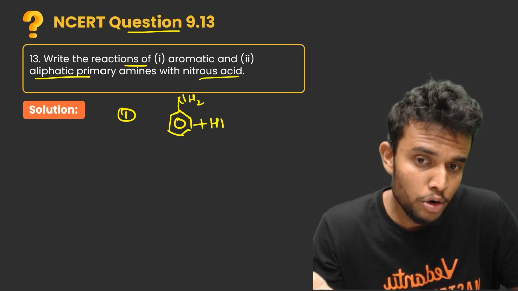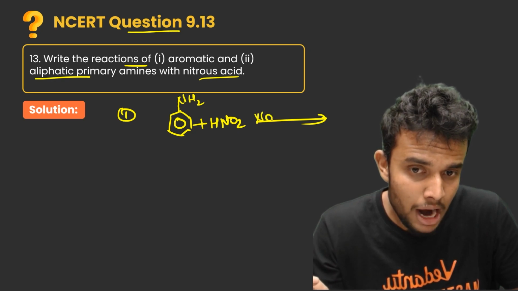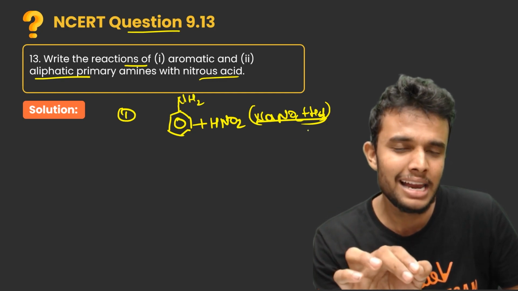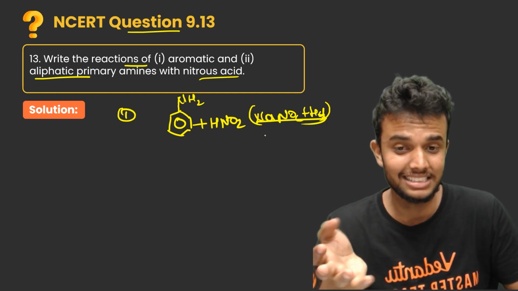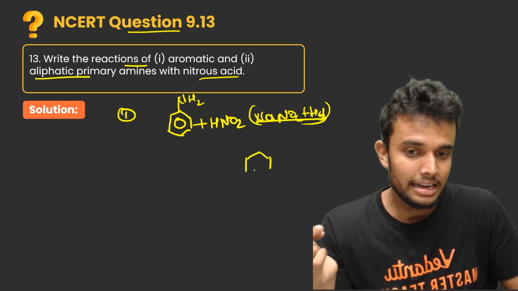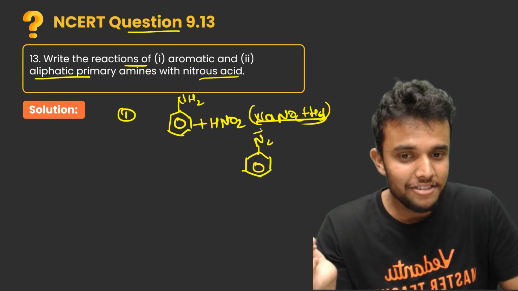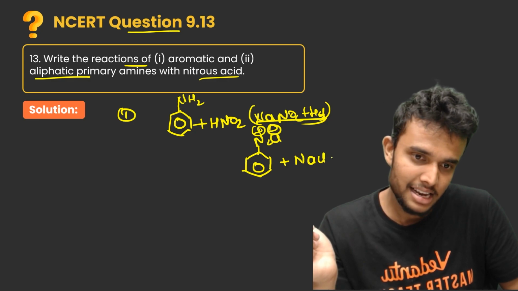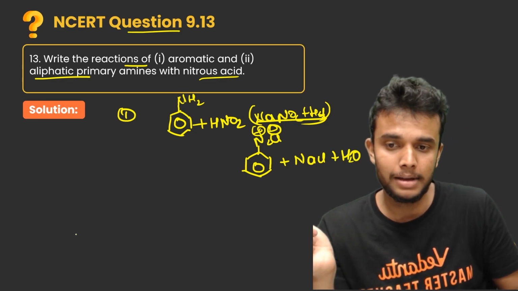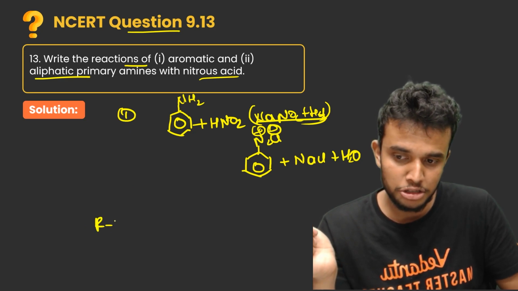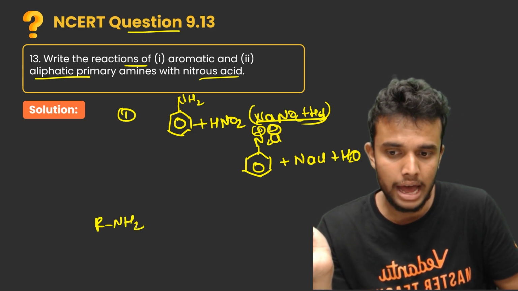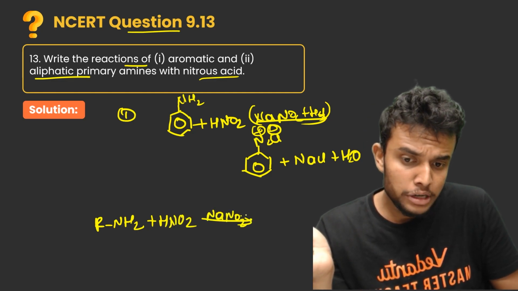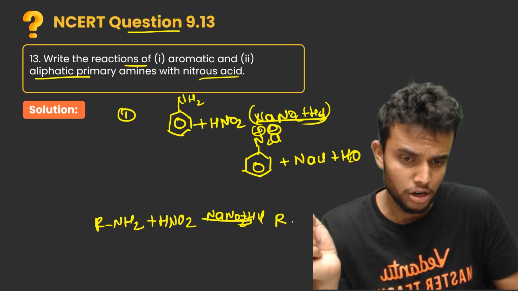It is reacted with HNO2 in the presence of NaNO2 and HCl. This is very important: sodium nitrite reacts with mineral acid to yield HNO2, nitrous acid, which we are already familiar with. What does it yield? Diazonium chloride salt, with NaCl and H2O, as we already saw in earlier exercises. Let's move to the aliphatic primary amines, RNH2, where R is an aliphatic group. It is reacted with nitrous acid, NaNO2 and HCl. Here also, students, the diazonium chloride salt is yielded.